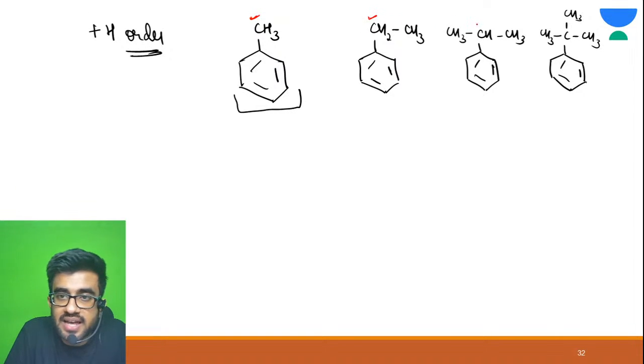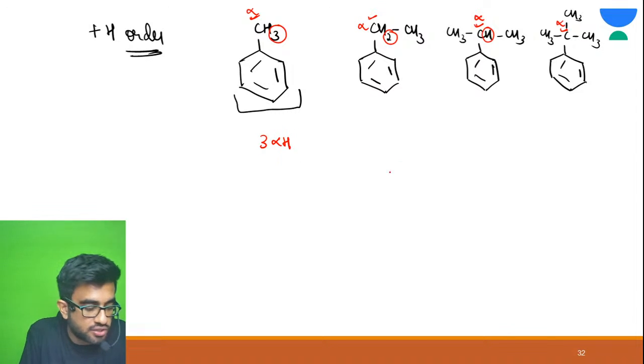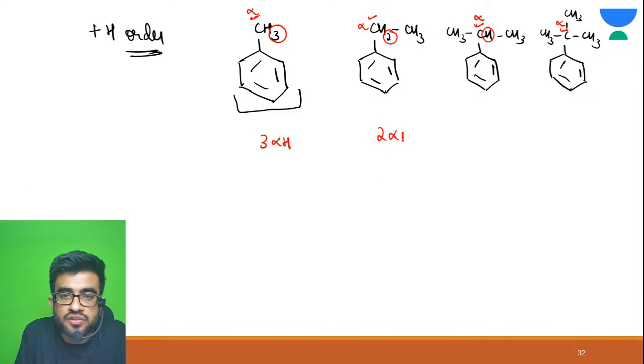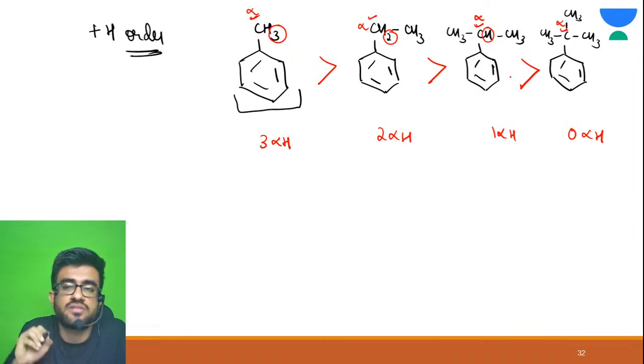which is directly attached to benzene is your alpha carbon. This is your alpha, this is your alpha, this is your alpha, this is your alpha. Alright, so it has 3, it has 2, it has 1 and it has 0. So this has 3 alpha hydrogen. Great, fantastic. This has 2 alpha hydrogen, this has 1 alpha hydrogen and this has 0 alpha hydrogen. So which one would show more plus H? Which has more number of alpha hydrogen? So order of plus H is this.